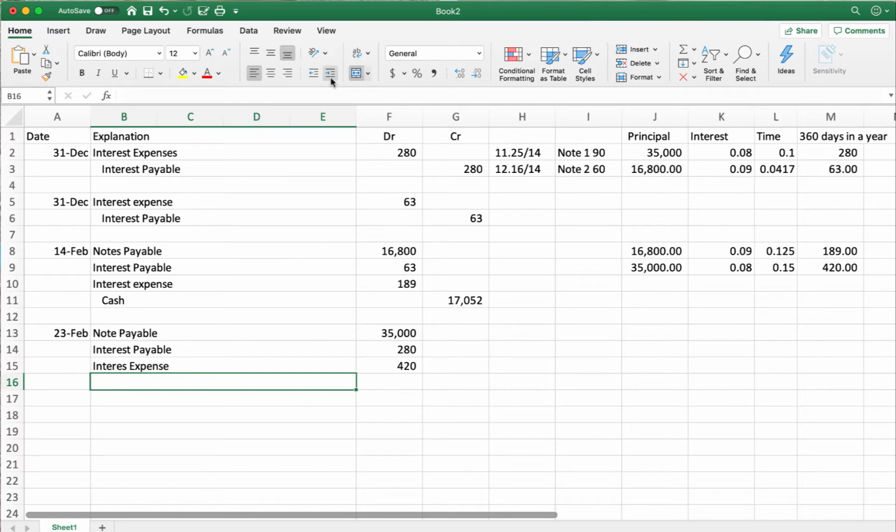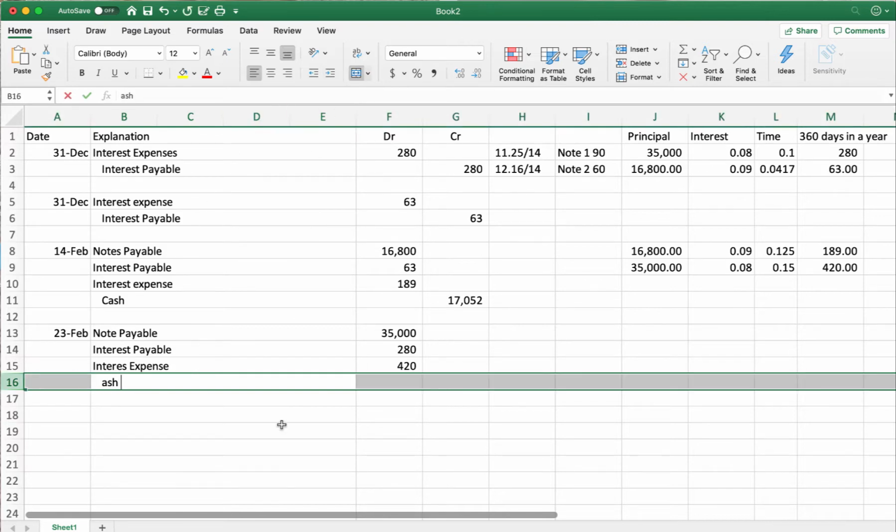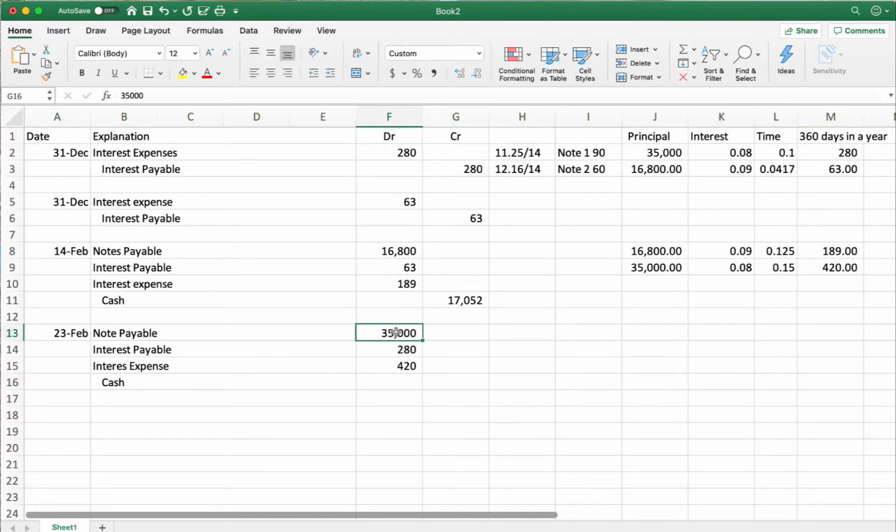Now, I'm paying cash. How much cash am I paying? Well, that's easy. I have $35,000 plus the 2014 portion of the interest plus 2015 interest on this note ends up being $35,700. That's my credit to cash. Okay?